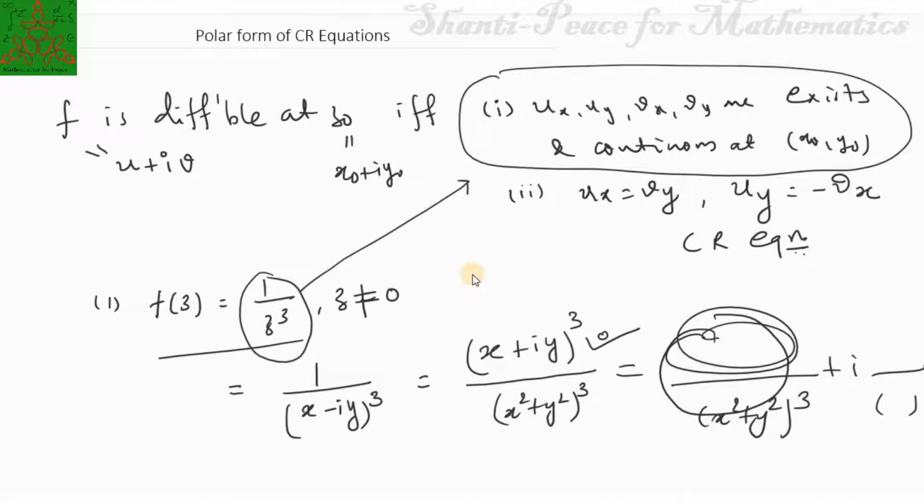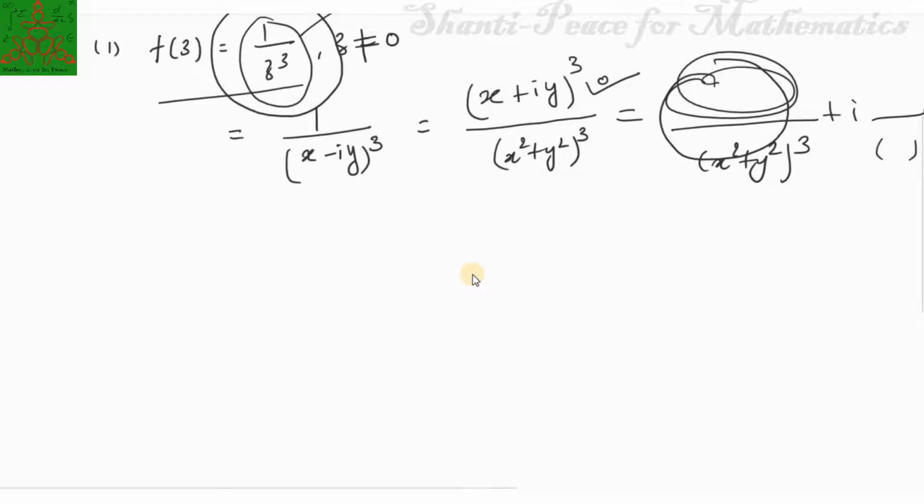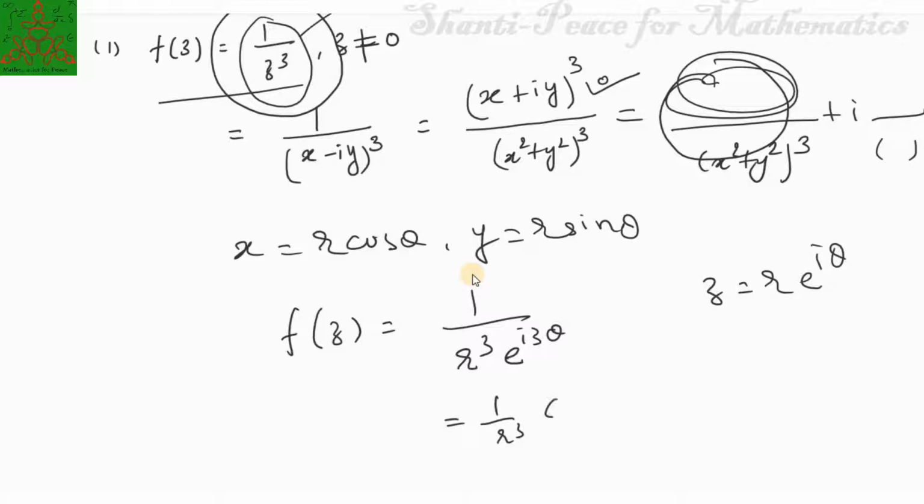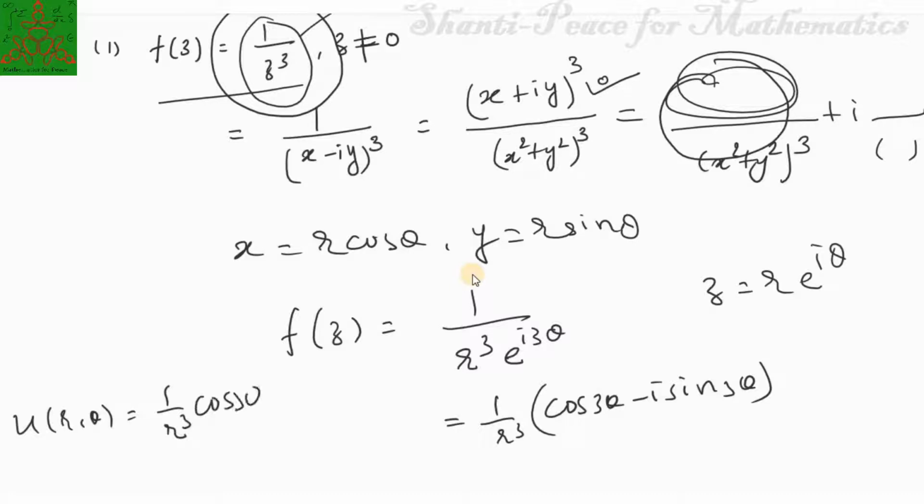So the idea is, if you can convert this function into polar coordinates, that is x equal to r cos theta and y equal to r sin theta, then what is f of z in polar coordinates? If I substitute z equal to r e raised to i theta, you get 1 upon r cube times e raised to minus i 3 theta, which we can write as cos 3 theta minus i sin 3 theta. So you will have the real and imaginary parts very quickly: the real part u of r, theta is 1 by r cube cos 3 theta, and the imaginary part v of r, theta is minus 1 by r cube sin 3 theta.